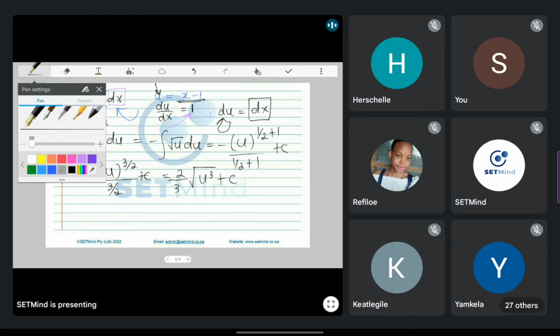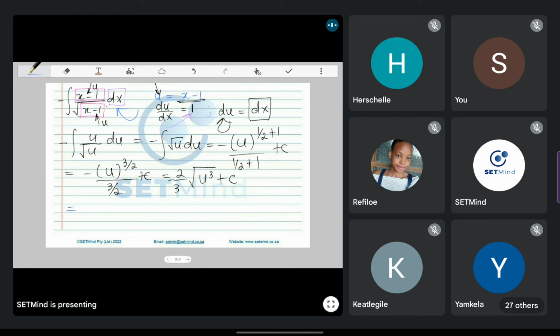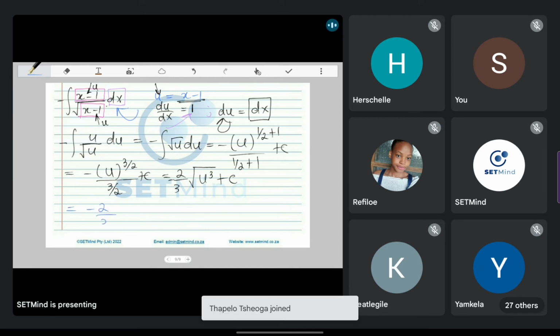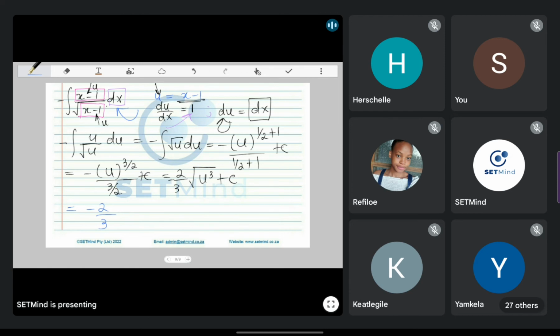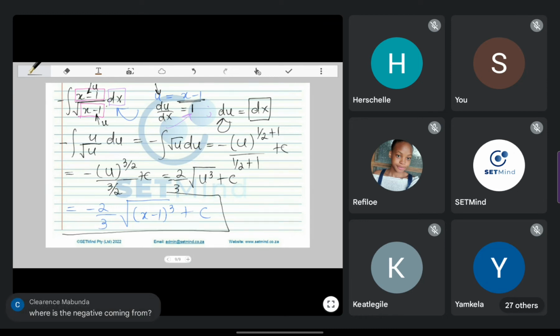And we can now substitute back our u. So we know before we even did this magic, we had u as x minus 1 cubed plus c. So this is the same answer as what we got on the previous page.